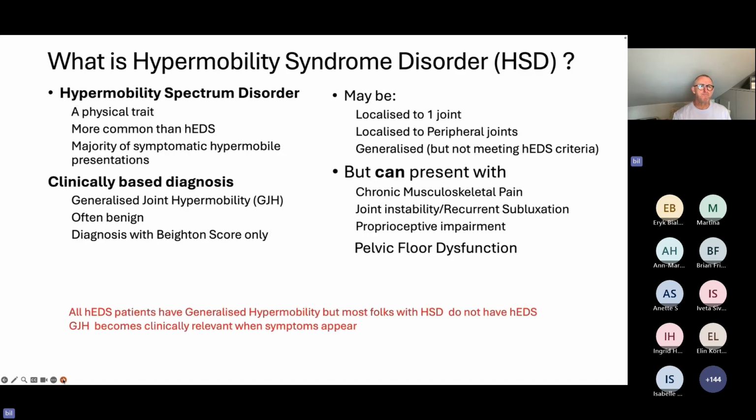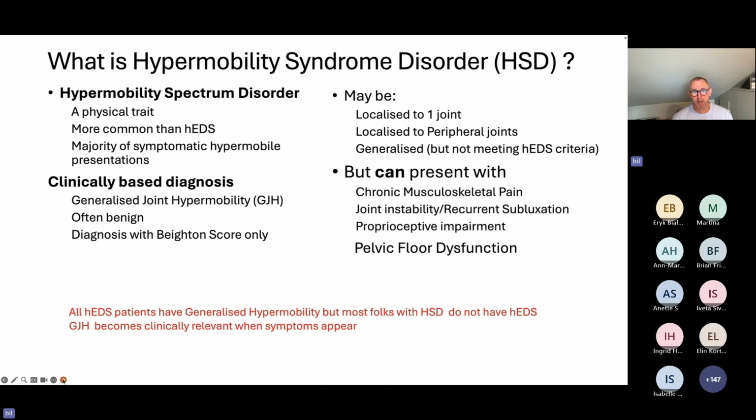So what is hypermobility spectrum disorder? Hold on a second. It's a physical trait. It's more common than hEDS. The majority of symptomatic hypermobile presentations fit underneath this heading. It's a clinically based diagnosis, and it looks at generalized joint hypermobility, and it's often benign.